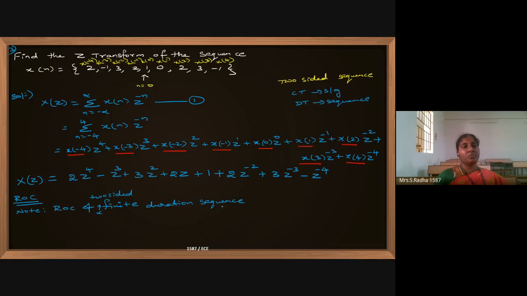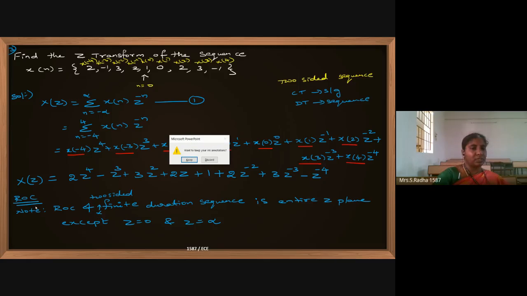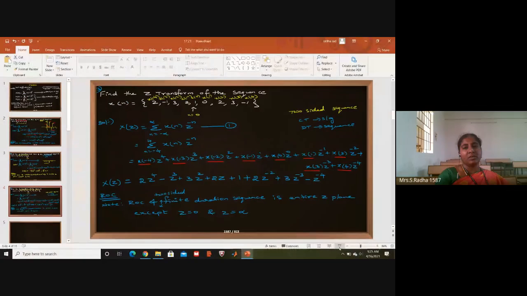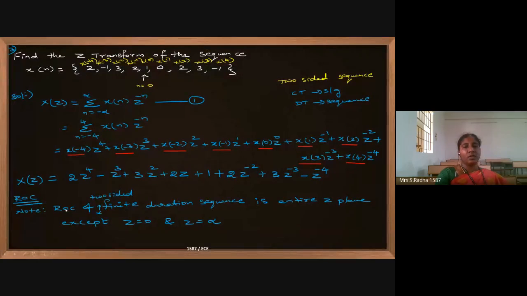So finite duration means we are having only from minus 4 to plus 4. It is a finite duration. It is not infinite duration. So for such sequence, ROC is entire Z plane except Z equal to 0 and Z equal to infinite. This is a standard important point we have to remember for two-sided sequence. So ROC is entire Z plane except Z equal to 0 and Z equal to infinite.